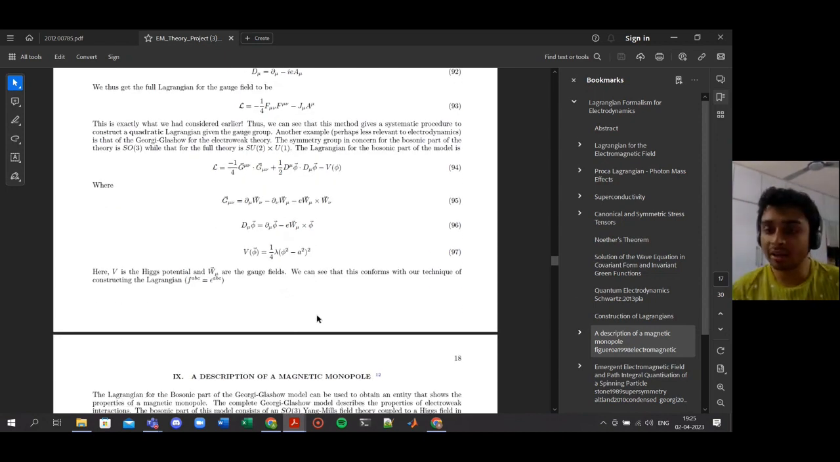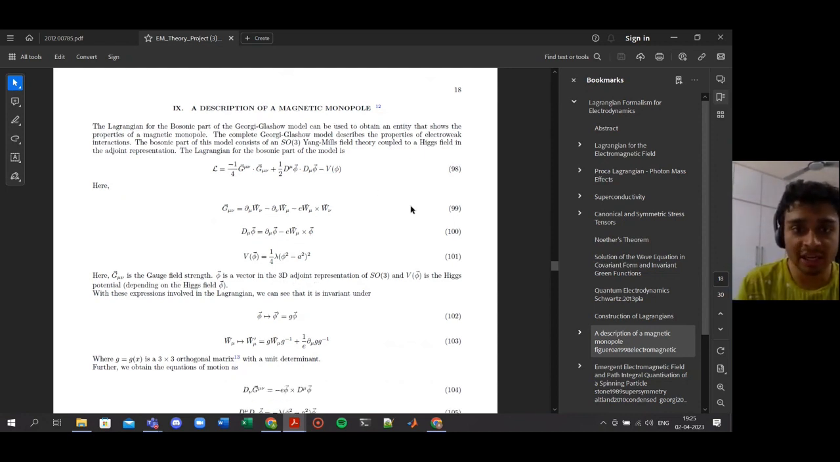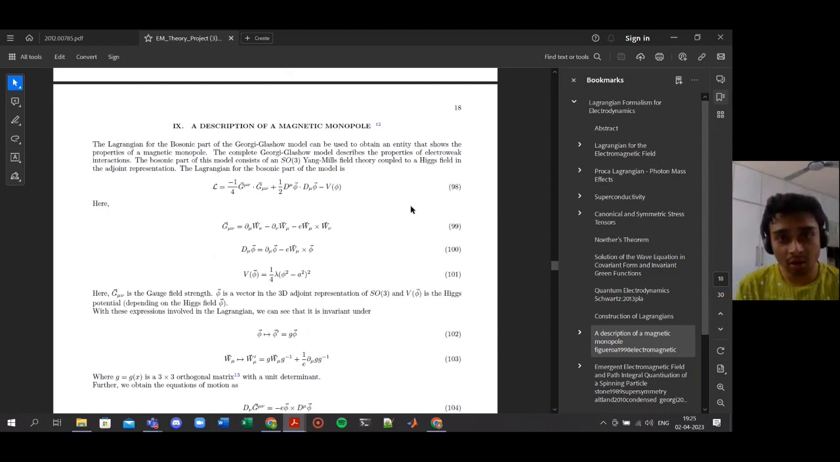Now, another theory I will look at is one which describes a form of a magnetic monopole, and that is the 't Hooft-Polyakov monopole. This is a bosonic part of the Georgi-Glashow model of electroweak theory. So the Lagrangian, as you can see, is given by equation 98. One thing you can note here is that I have used vector signs over all of the quantities. So the G_mu, the field strength tensor, I've described as a vector. The phi field I've described as a vector.